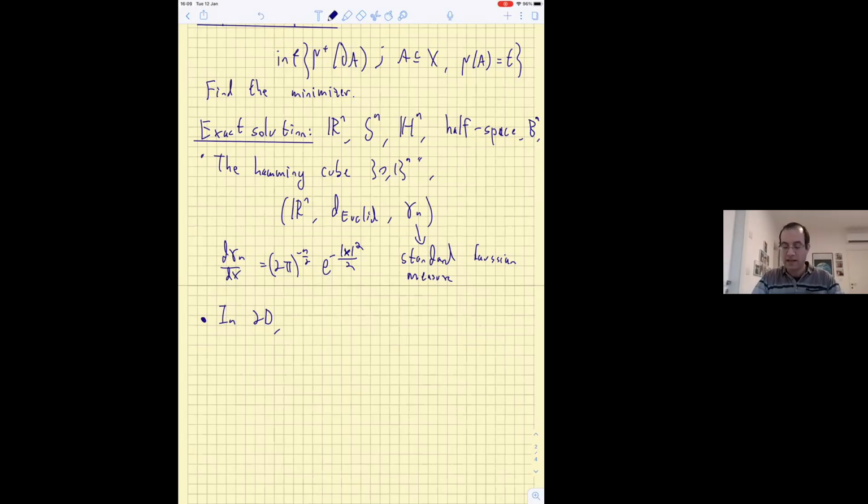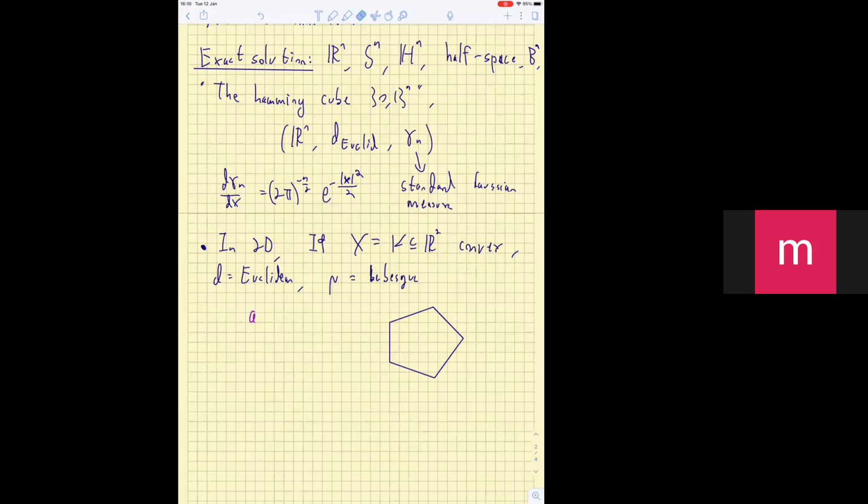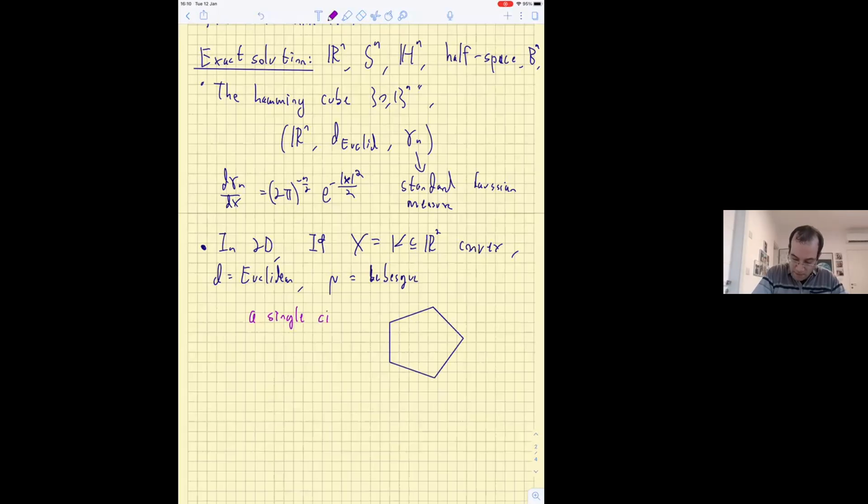Okay, so in 2 dimensions, if X is a convex set, a convex domain in Rn, and the metric is Euclidean, and the measure mu is Lebesgue, so a convex body, a convex shape, then it is known what the solution is. So let me draw some polygon. I think it looks like a pentagon. Then the extremal set is always an arc of a circle, a single arc. Let me emphasize it: by convexity, it's a single arc of a circle or a straight line.